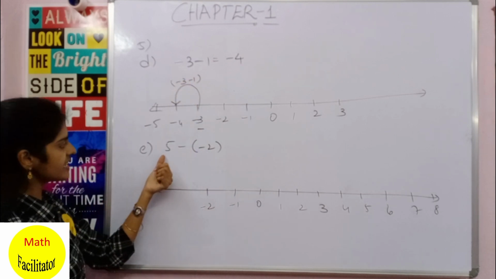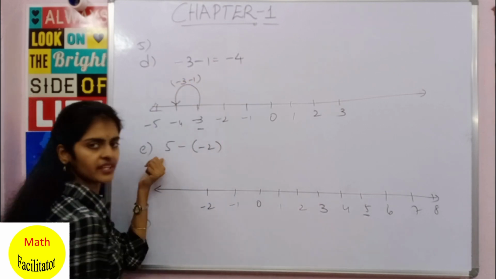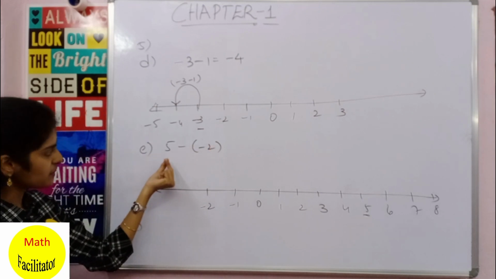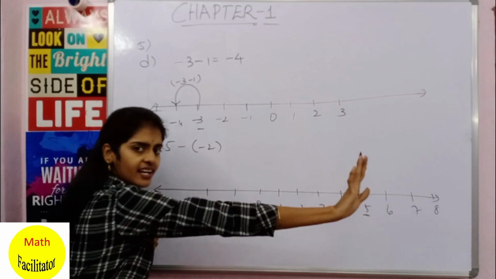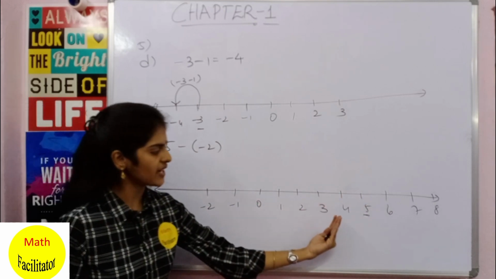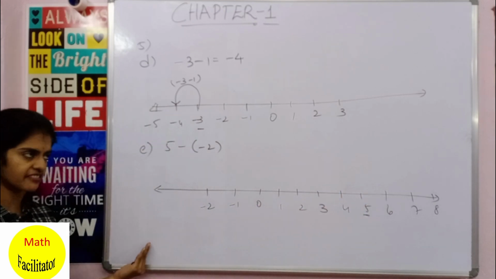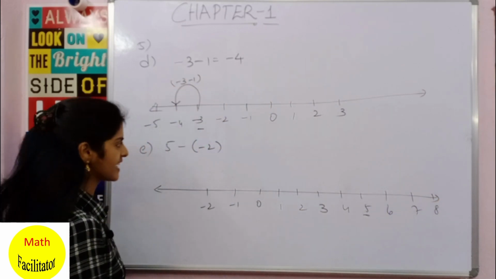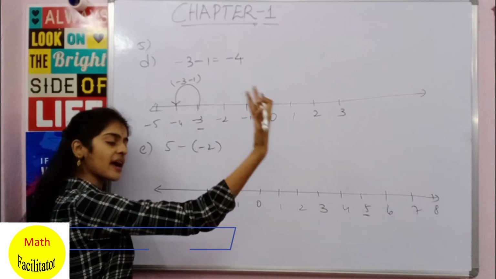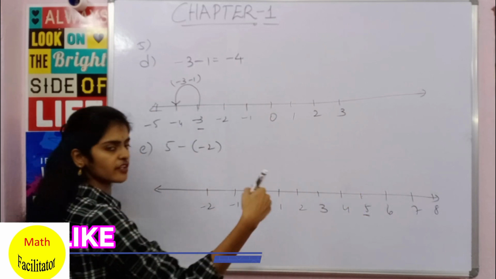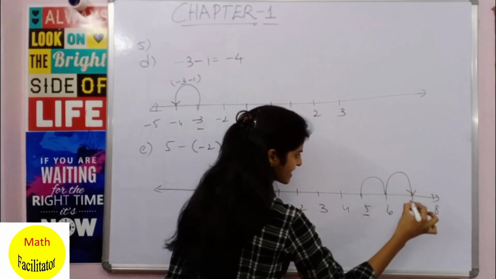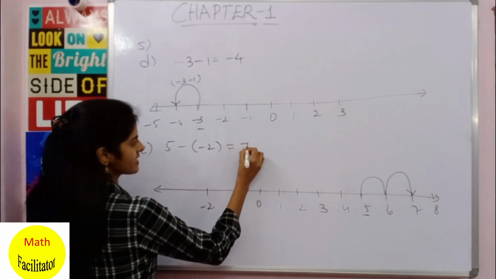Clear? Now see here, you start from 5. Okay, and you are subtracting a negative integer. When you are subtracting a negative integer, you will move to the right. When you are subtracting a positive integer, you will move to the left. And when you are subtracting a negative integer, you move to the right. So 5 minus minus 2. From 5, how many places will you move to the right? 2 places, okay? So 5 minus minus 2 is 7.